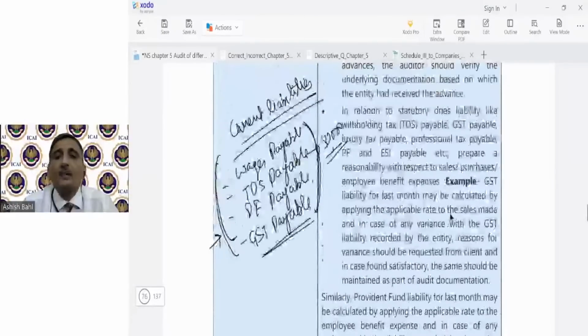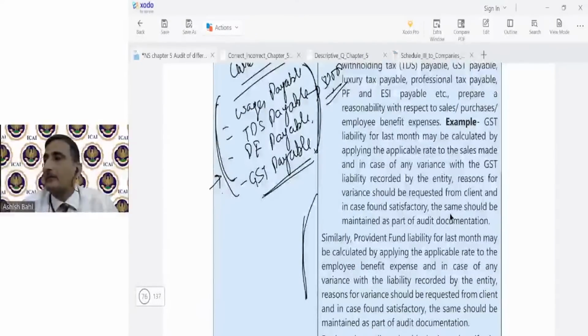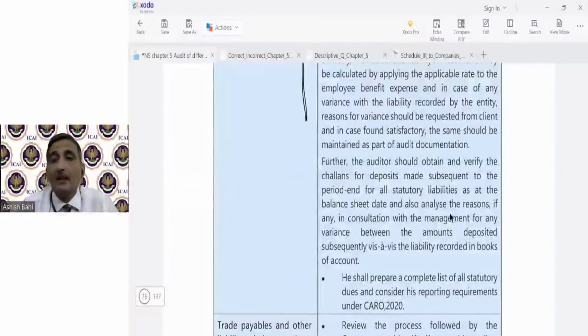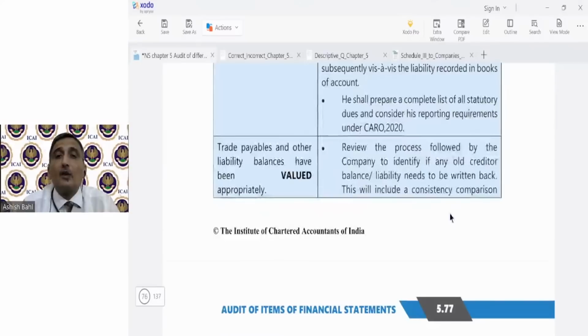So again, students, these are general procedures written here. Again, the meaning and fundamental crux of these procedures is the same. Okay. Yes, TDS returns can also be checked. That's also true. So trade payables have also to be valued appropriately.